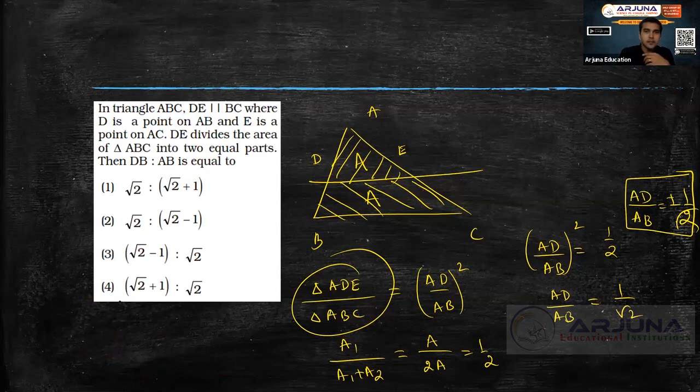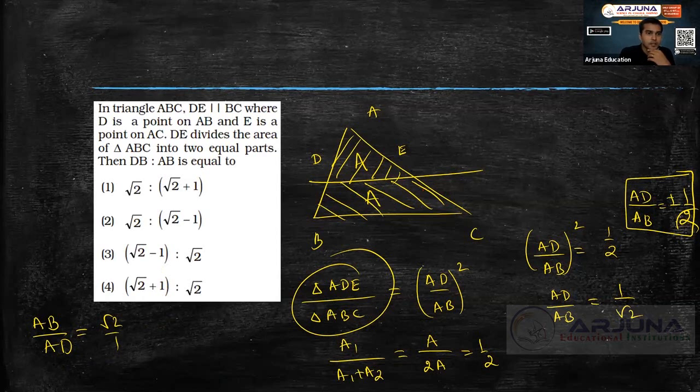What is DB by AB? So I will write AB by AD is equal to root 2 by 1. Okay, and what is DB? DB is AB minus AD. I will do minus on both the sides.